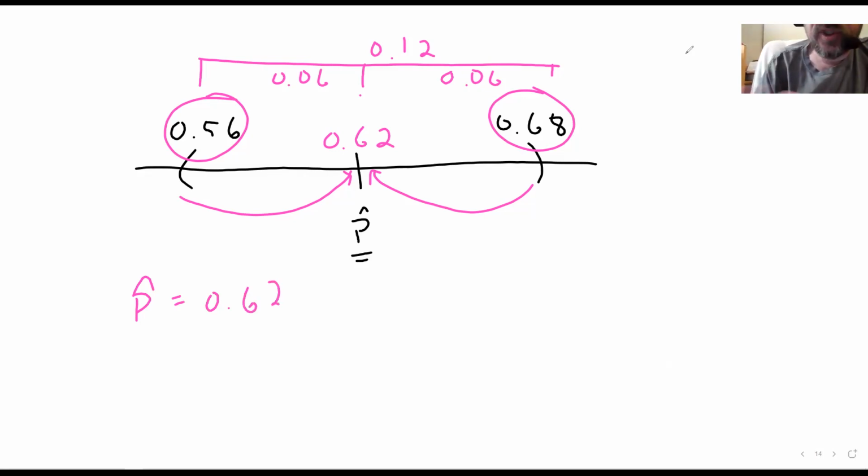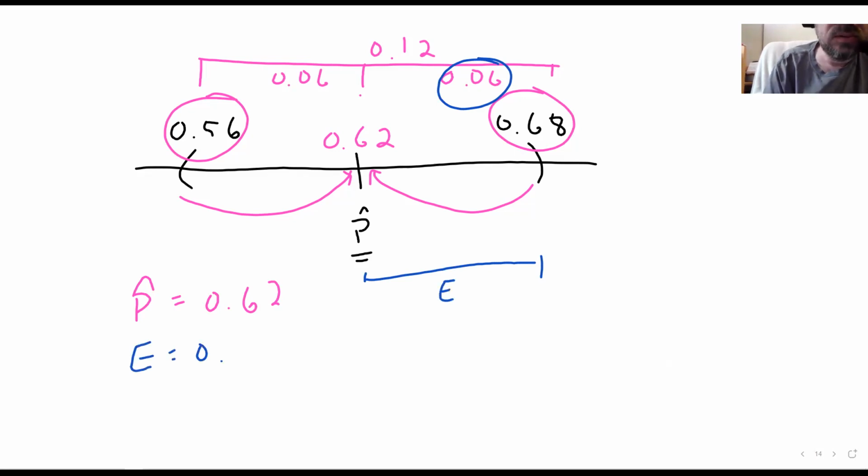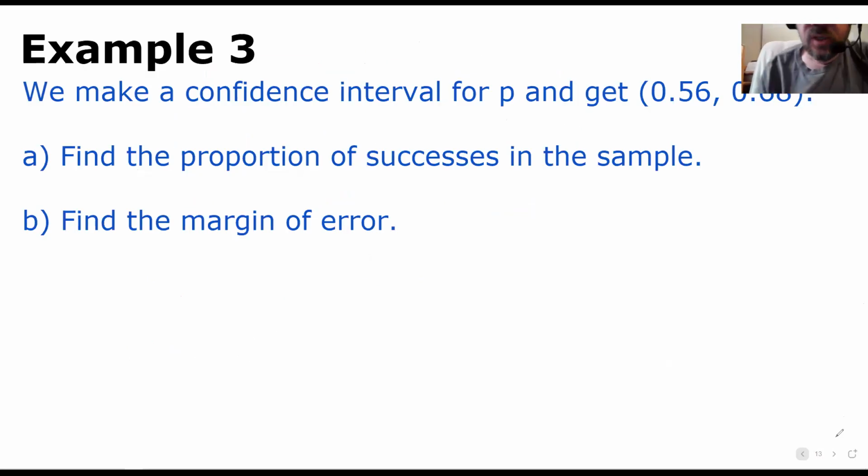And the other question is, what's the margin of error? Well, the margin of error is the distance from the middle to one edge, which we just found is 0.06. That's it. That's the answers to these guys. Proportion of successes, we have said that p hat was 62%. Margin of error, we said that the margin of error was 6%.